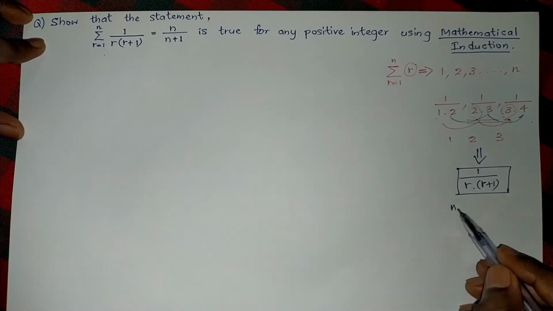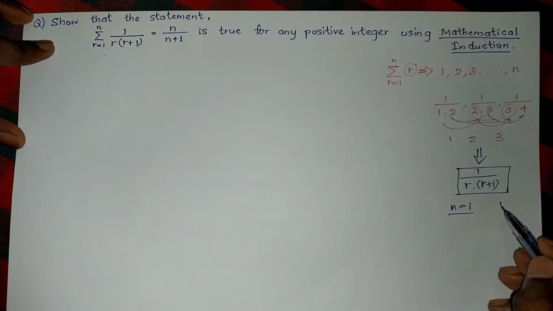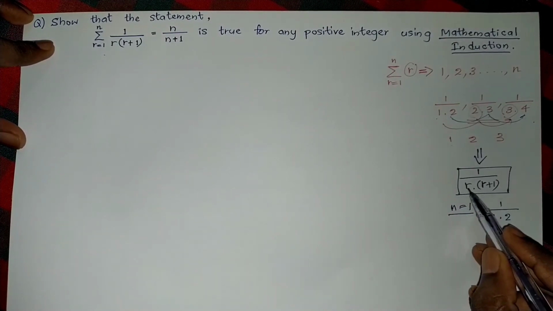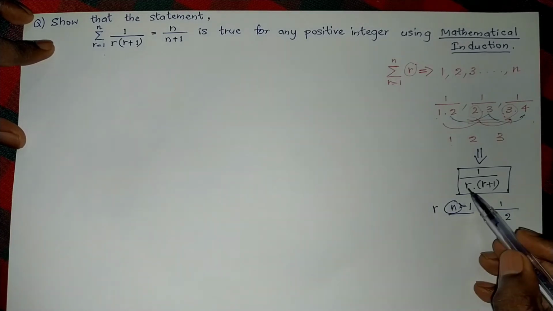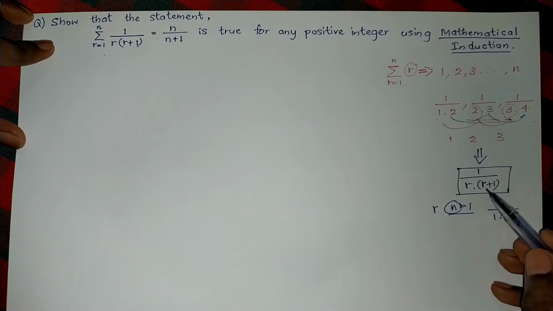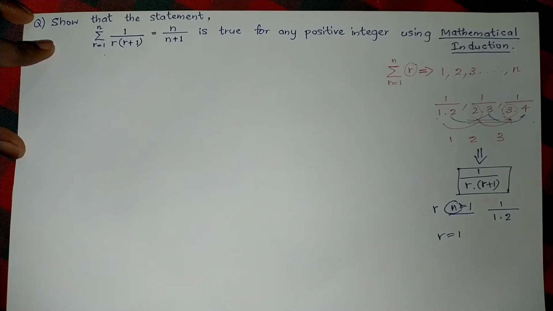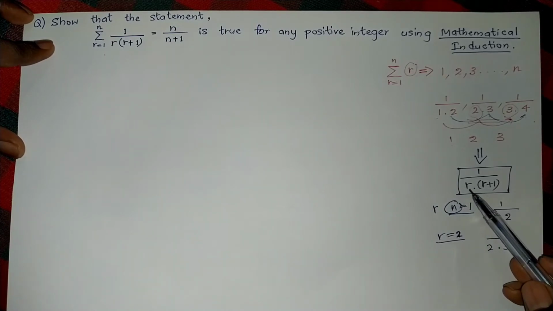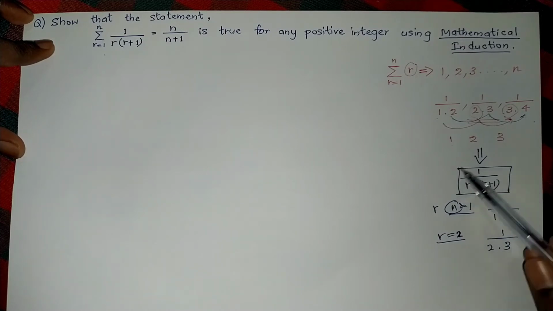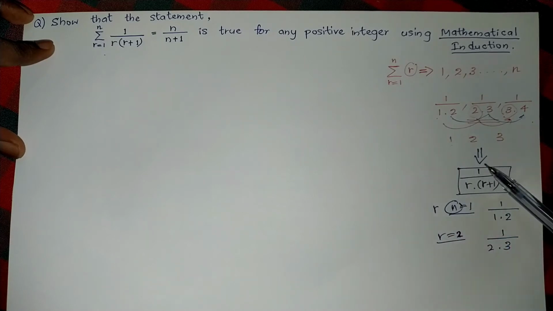When I substitute r equals 1, this becomes 1 over 1 into 2. This should be r. When r is 1, 1 plus 1 becomes 2. Then when r equals 2, our fraction becomes 1 over 2 into 3. Substitute 2 here, 2 plus 1, 3. Therefore, the common term for this series is 1 over r into r plus 1.